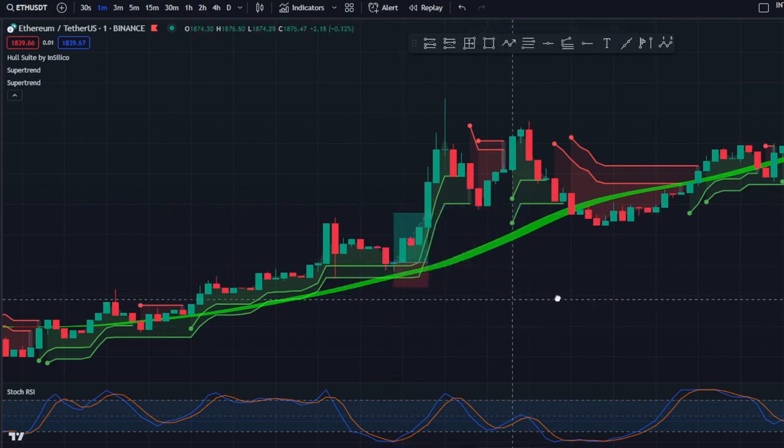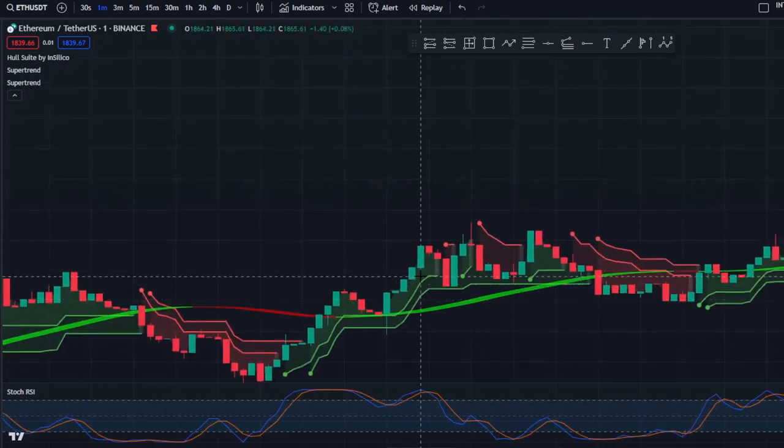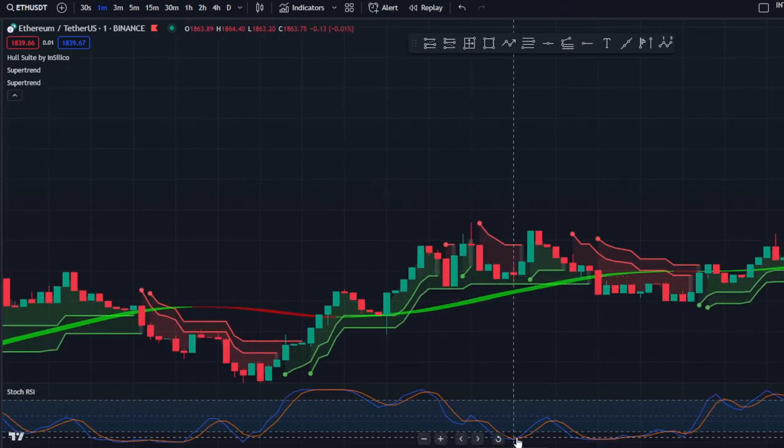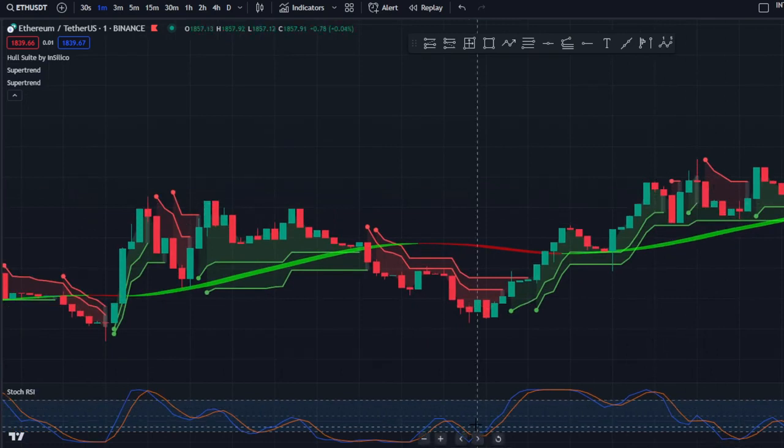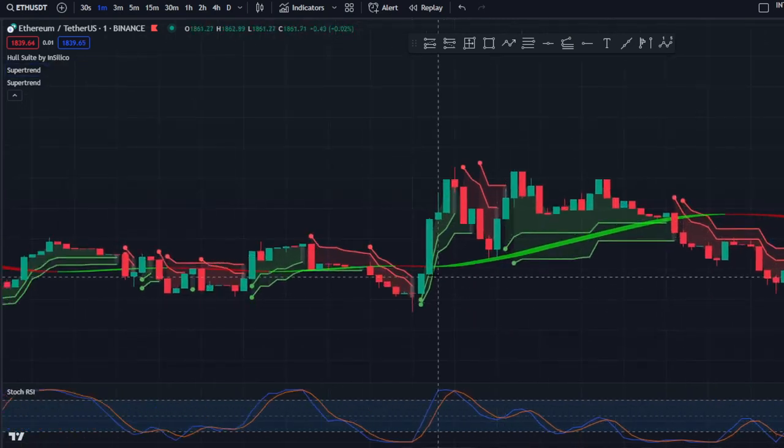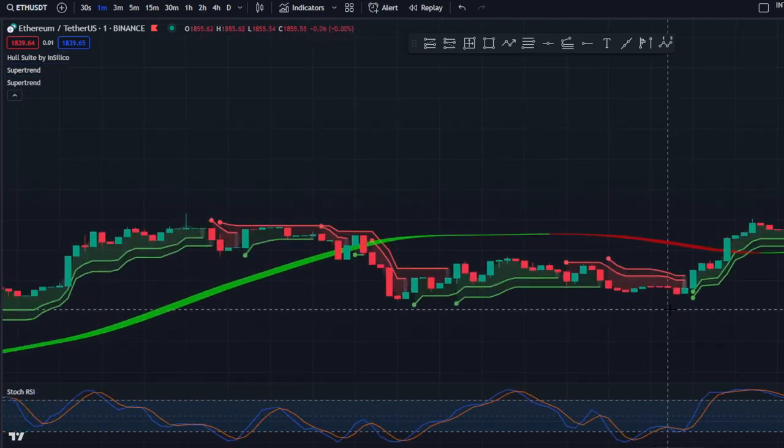So as you can see, it helps to filter out a lot of the bad trades. Like right here we have a crossover, but you can see that it's only above one of the Supertrend lines, so it avoids that bad trade. Same thing right here, we have a crossover but it's below the Hull Suite, so you will not take that position. And yeah, basically that's how you take long positions.